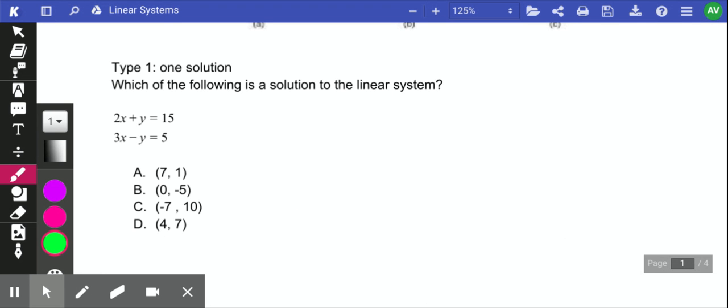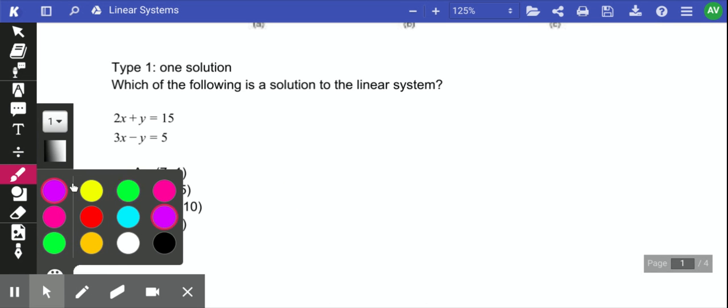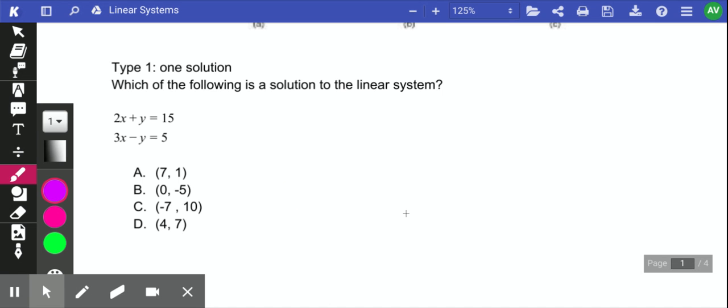So this question asks, which of the following is a solution to the linear system? Okay, so this is a linear system right here. For some reason, I wasn't able to draw it, or I wasn't able to type it, but usually they have this little bracket thing around them. So if you ever see that, just don't get thrown off. It's the same thing. All right, so we have 2x plus y equals 15 and 3x minus y equals 5. And then we have 4 answer choices here. So the thing with these is you can just plug in the answer choices and see which one works. That's the easiest way to do them when they're multiple choice.